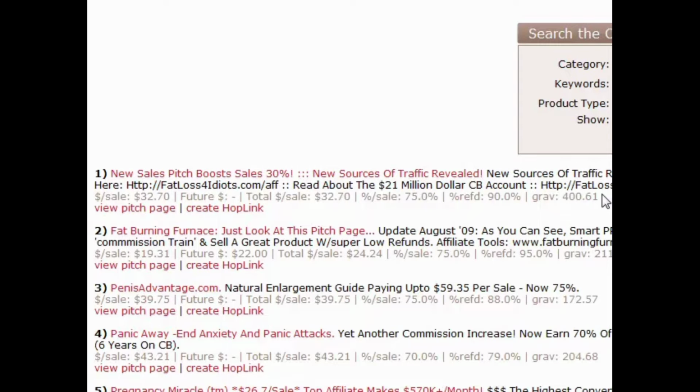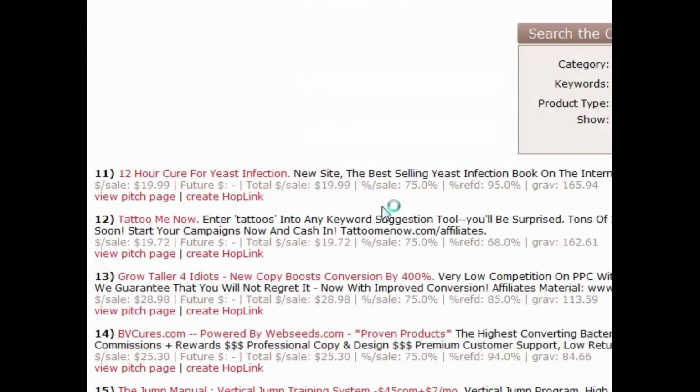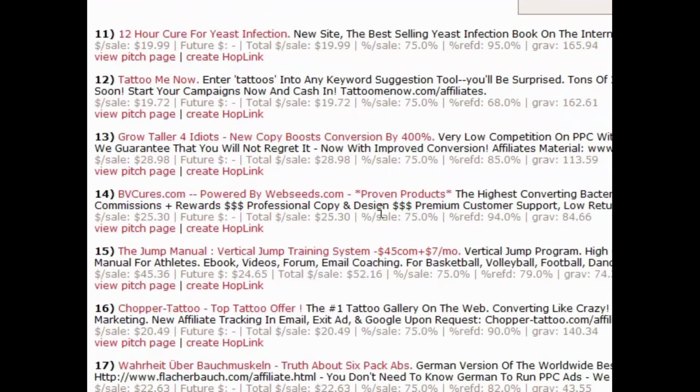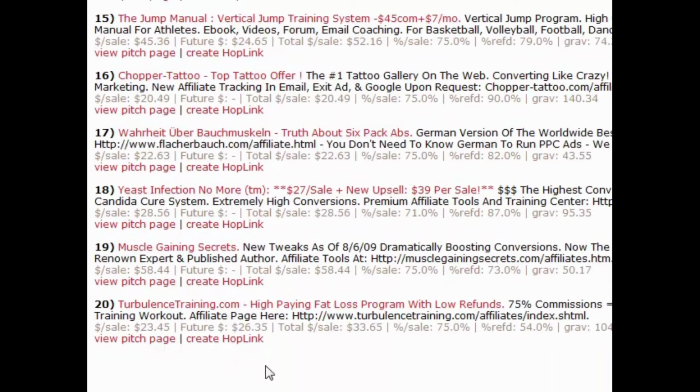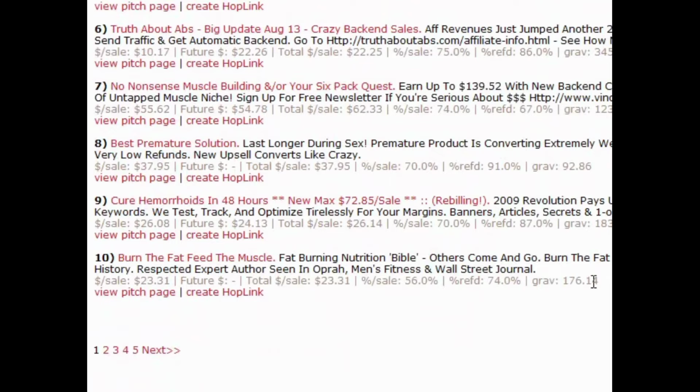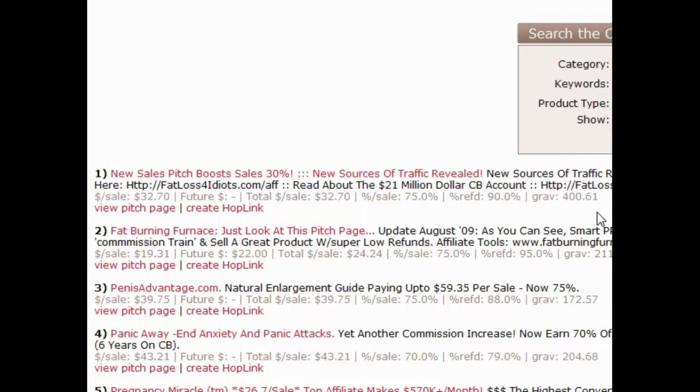But the thing here though is I just want to make sure it's converting. That's the thing I'm concerned about. You know, you can always promote a less popular thing. So if we go on page 2, stuff like this we can always promote. But I prefer to stick with the top 10 and the higher gravity whenever I'm doing this method, because I know it's converting, because a lot of people are promoting it. So that's good. So I'm just going to go with this one. And we're going to go.